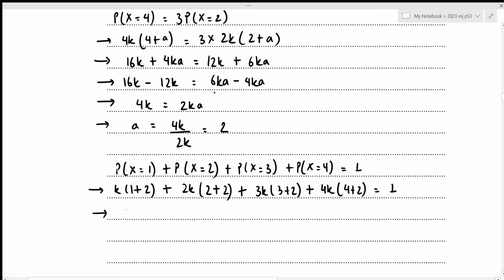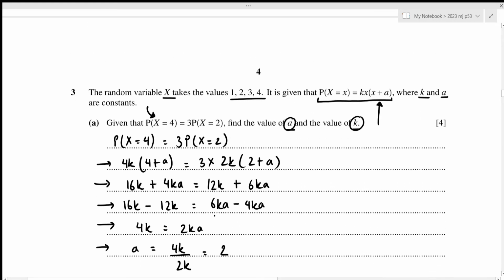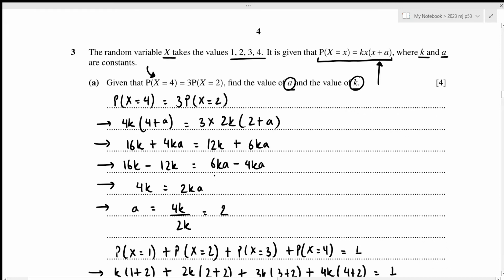Okay, so that is just going to be 3k, plus 2 plus 2 is 4, 4 times 2 is 8k, plus 3 plus 2 is 5, 5 times 3 is 15k, plus 4 plus 2 is 6, 6 times 4 is 24k. Should be equal to 1. So now 3 plus 8 plus 15 plus 24 will be equal to 50. So 50k will be equal to 1, which means that k is just going to be 1 by 50. And the value for a is 2. So that's all for the first part. Let's move towards the second one.